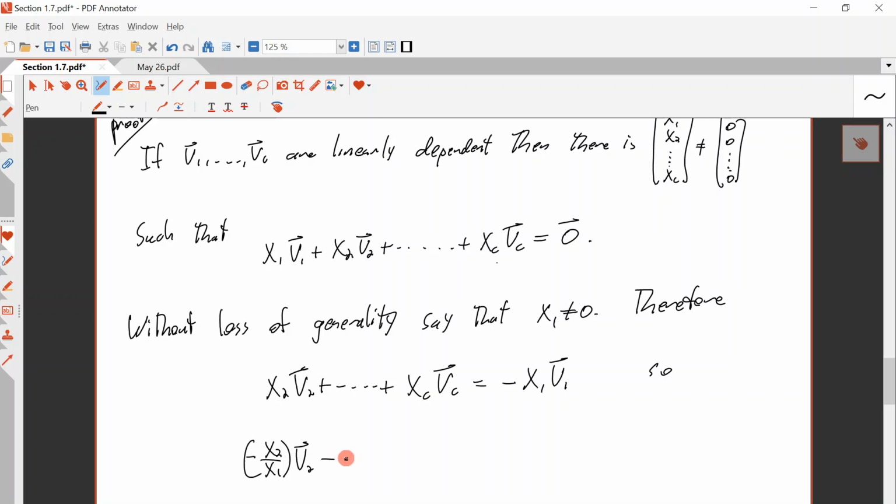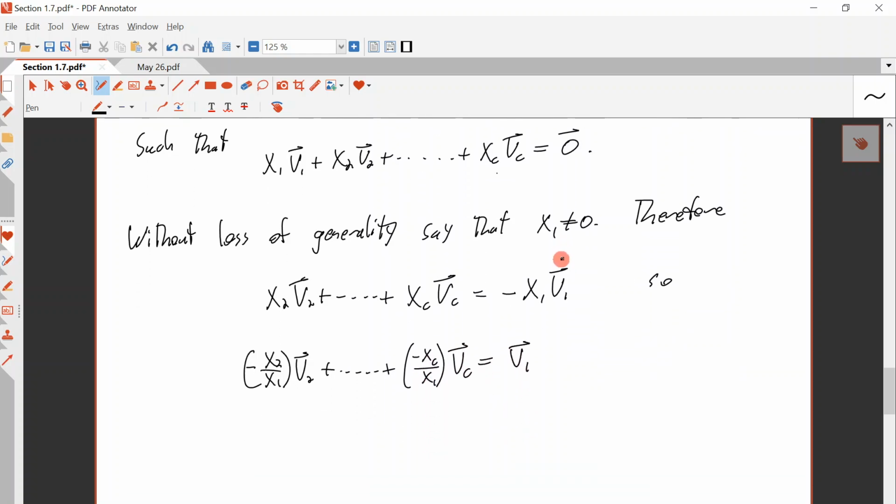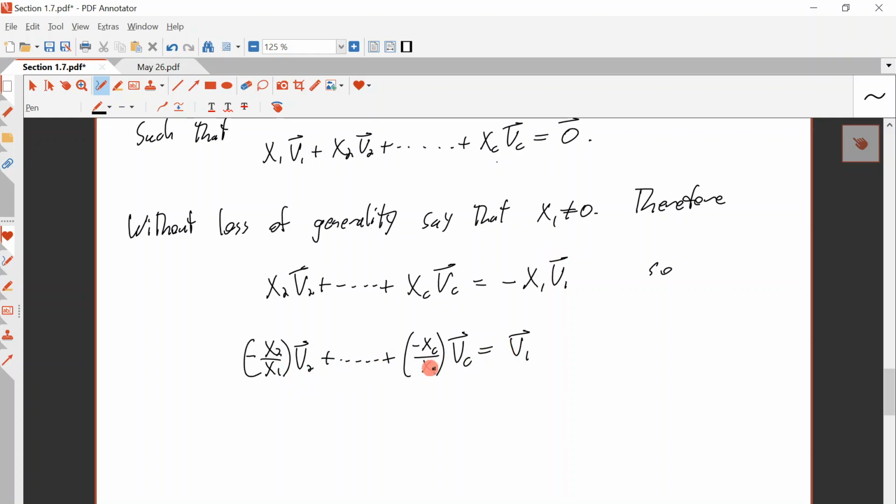Plus, but minus. I could put plus. Minus xc over x1 vc is equal to v1, right? So I have that v1 is a linear combination of v2 to vc. So v1 is in the span of v2 to vc, right, which is what we wanted to show.